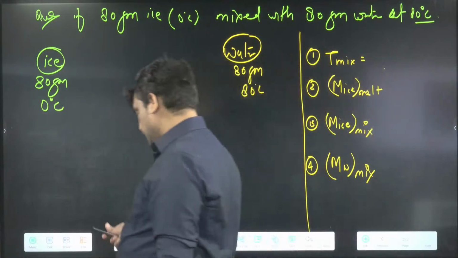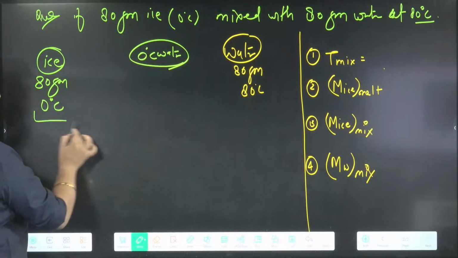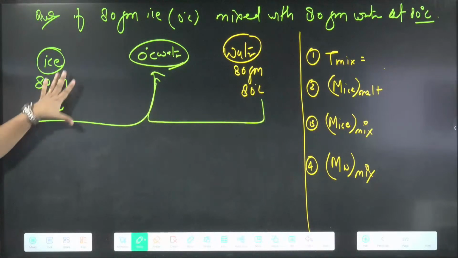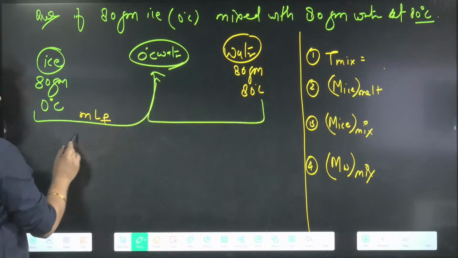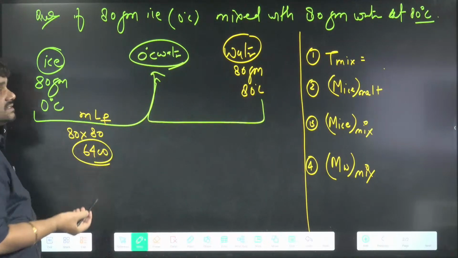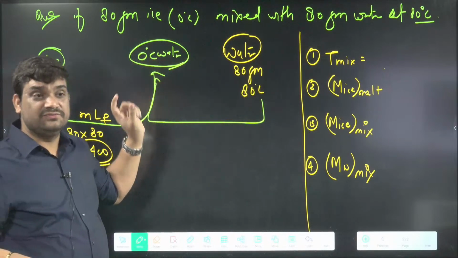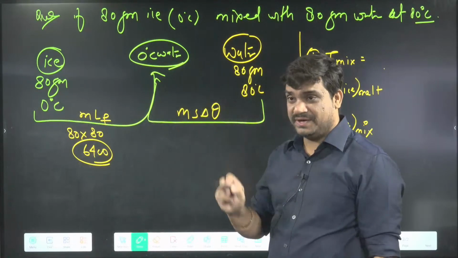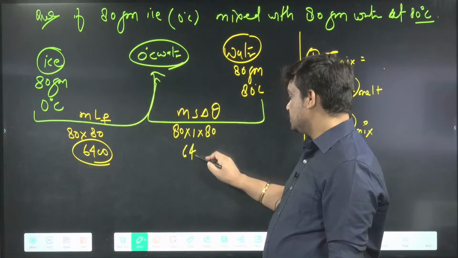Now in this one we are going to assume first of all 0 degree Celsius water. So this one will convert to 0 and this one also will convert to 0, and then we will equate the energy. 0 ice to 0 water is basically simply mL_f, and the requirement of energy will be 80 into 80, that becomes 6400. This side water will be coming from 80 to 0, so here it will be only msΔθ. m is 80, s is 1, Δθ is 80, so that also becomes 6400.